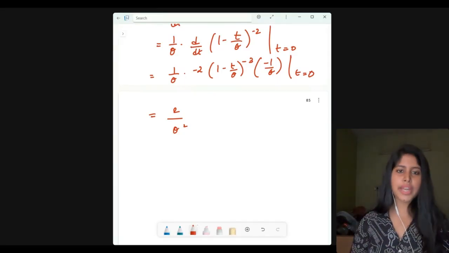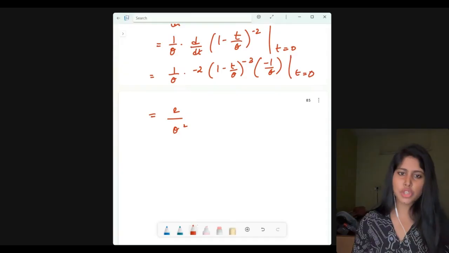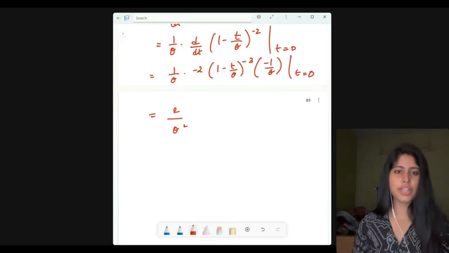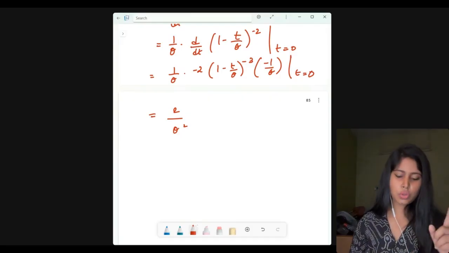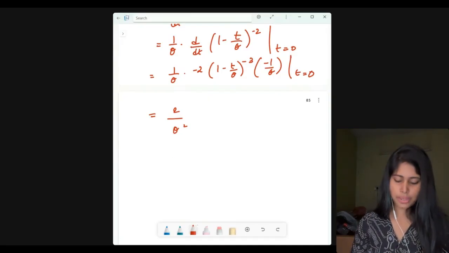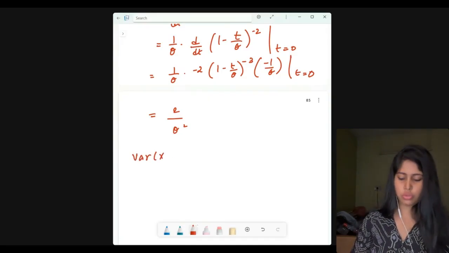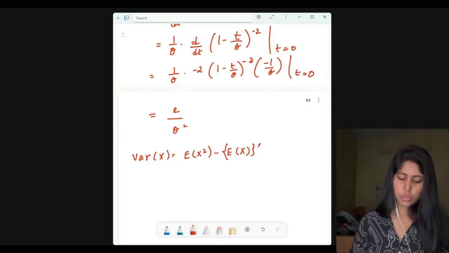Now for the variance, what do we need? Expectation of x square minus expectation of x's whole square, right? And what was our expectation of x? That is our mean, right? And we got our mean to be 1 by theta. So let us do it. Let me write variance of x is equals to expectation of x square minus expectation of x's whole square. So here it will be what?